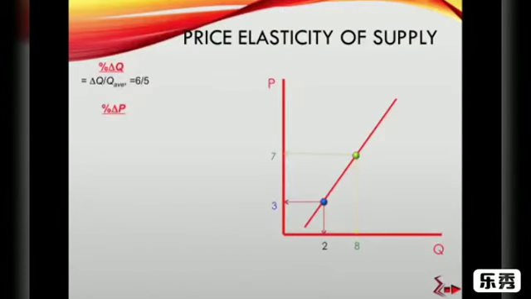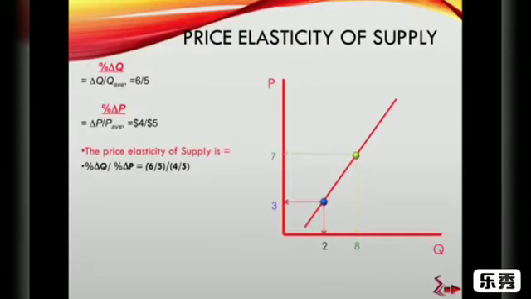What about the percentage change in price? Well, the price increased from 3 to 7, so the change in price is 7 minus 3, and the average price is 7 plus 3 divided by 2. 7 minus 3 gives us 4, and 7 plus 3, 10, divided by 2 gives us 5.